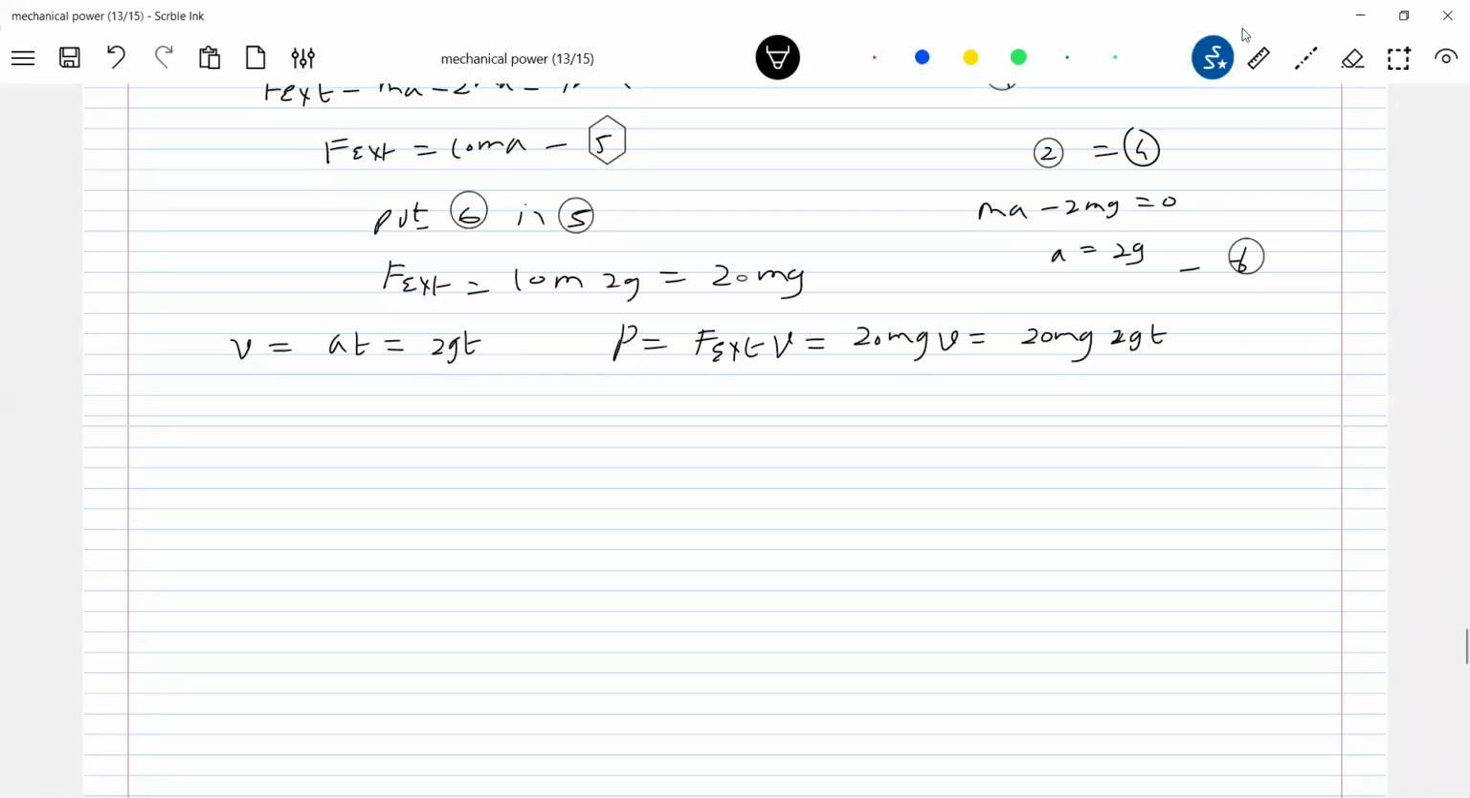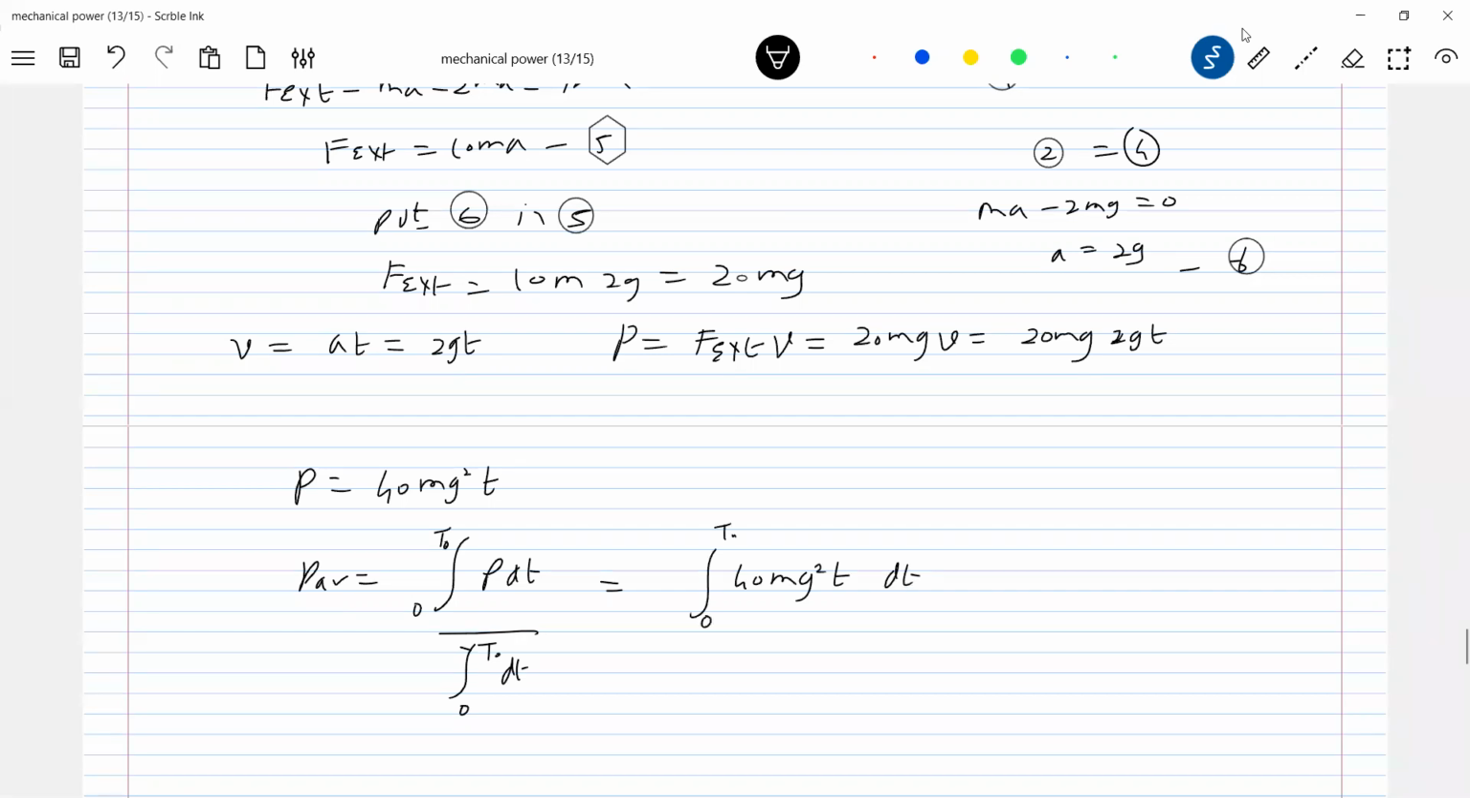Then further proceeding, this will be 40 mg squared t. If you want the value of g also, you can substitute here. So this is the expression for the instant power. What is the average power? It is the integral of P dt. The interval of time is given, t naught, so the limits are 0 to t naught. So you substitute here: 40 mg squared t dt from 0 to t naught.